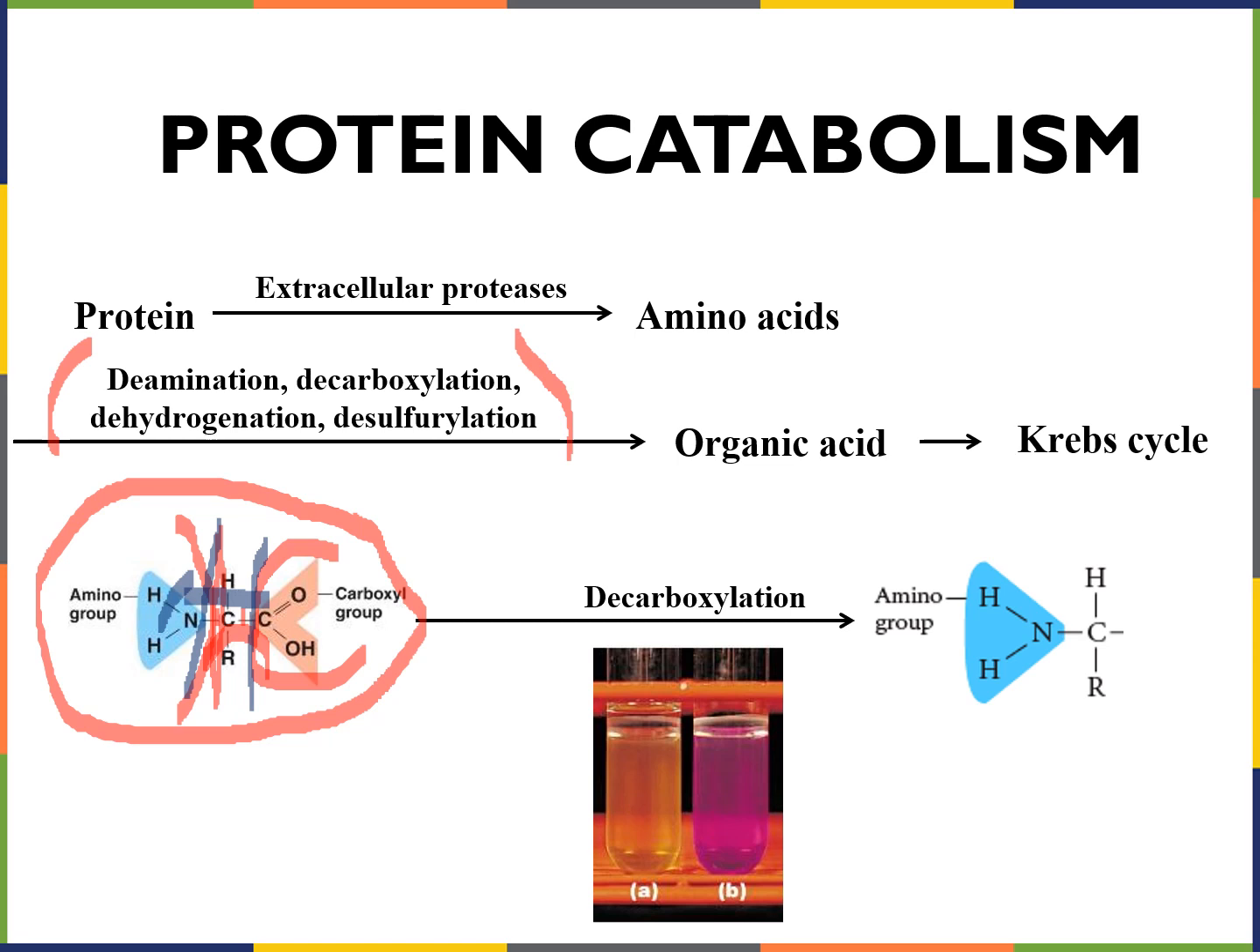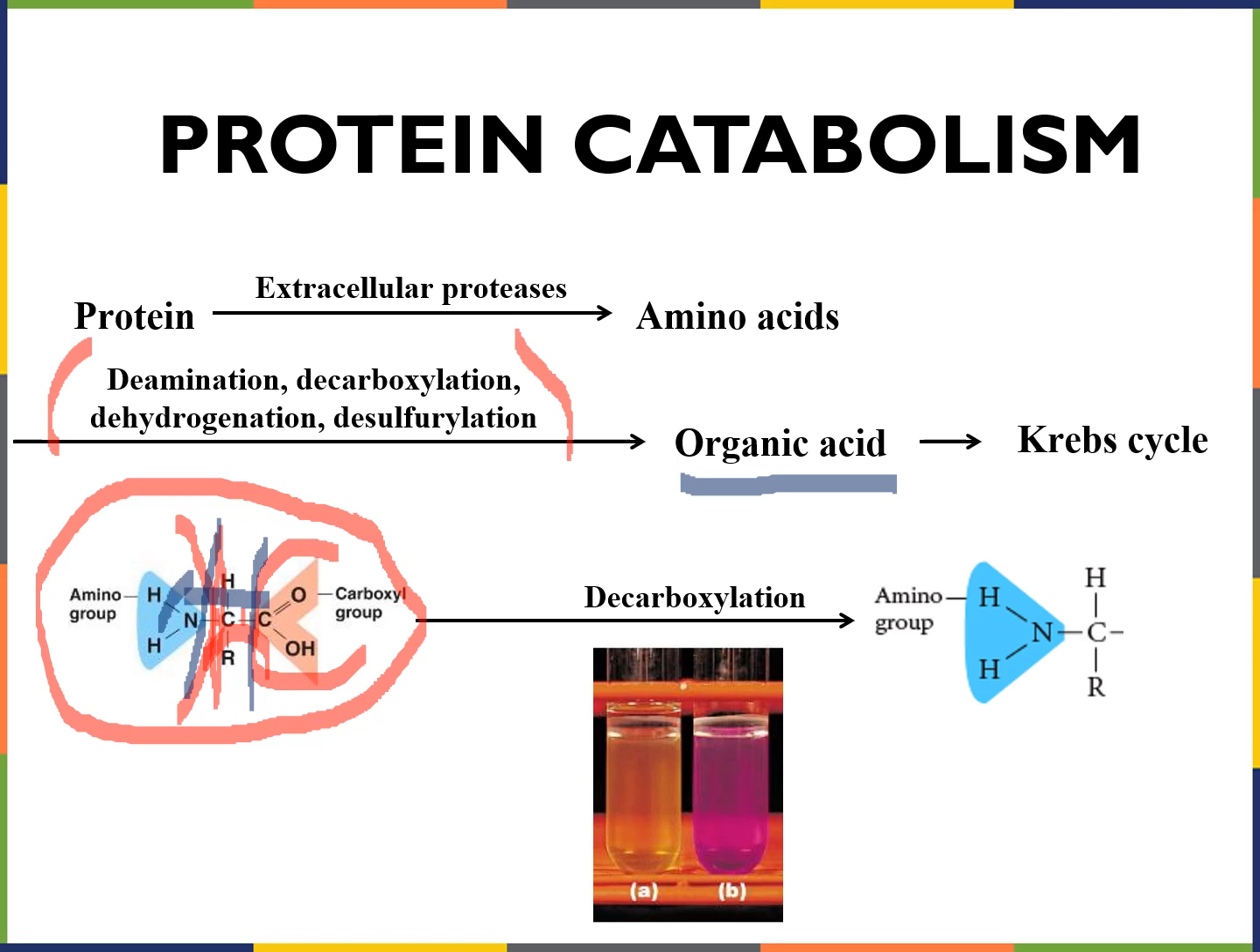Now, by looking at that basic amino acid structure, you don't see sulfur in there. But if you look at the R group of all 20 amino acids, we actually have a handful. There's 4 or 5 different amino acids that have sulfur in the R group. So that is what that desulfurylation is talking about, the breakage of sulfur bonds in that R group. So you take this amino acid and you break it down. What you're left with is simply called an organic acid. Nothing fancy. It's just an organic acid.